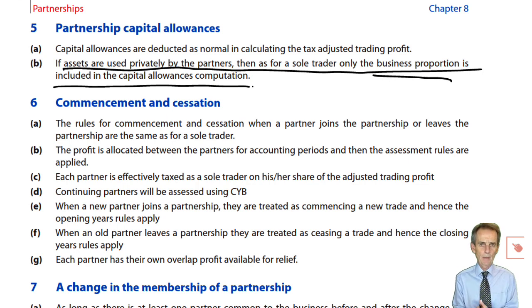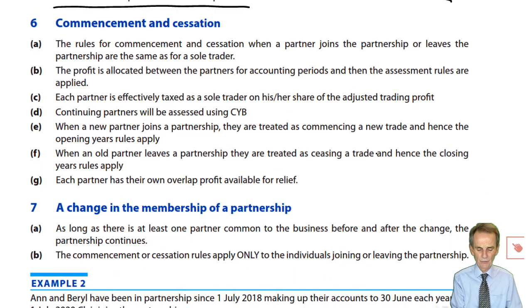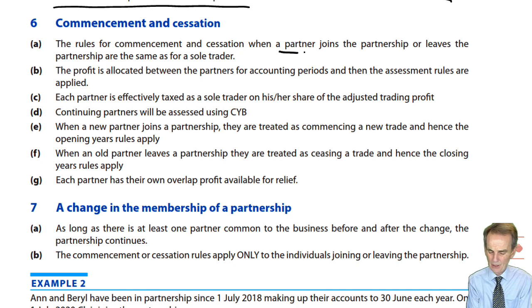New partner coming in, from the date they join the partnership, that's a start date. For them, that's a new business, they have started to trade. Therefore, from that point onwards, bases of assessment in opening years are applied for that individual's share of the overall tax-adjusted trading profit of the business. That's laid down here. The rules for commencement and cessation, when either a partner joins or a partner leaves the partnership, are exactly the same as we've used for a sole trader.